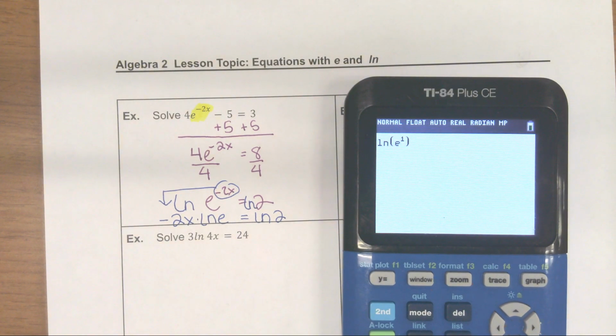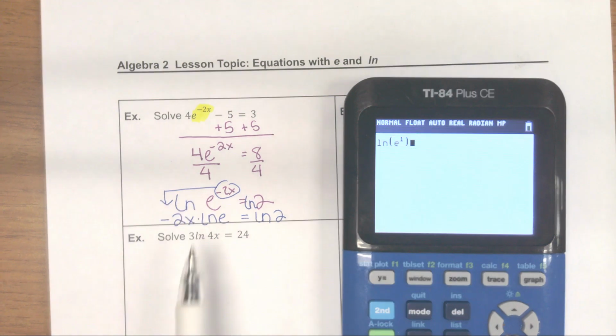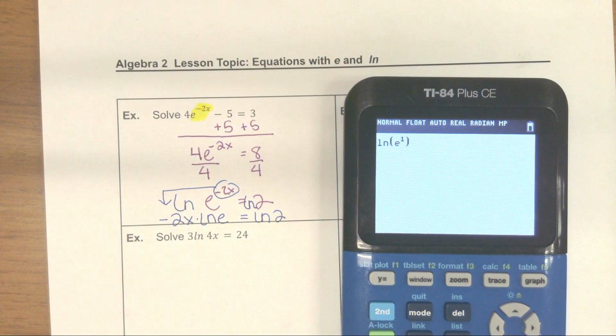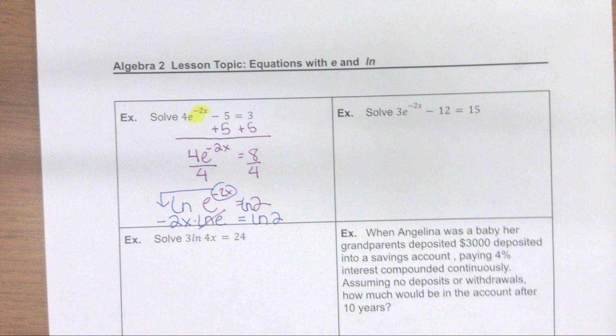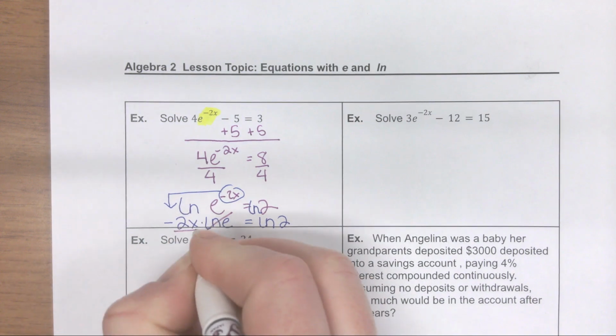1. Okay, here's why. Because remember how natural log and e are inverses of each other? So they essentially cancel each other out. That only happens with natural log of e. So do I really need to divide both sides by natural log of e? If it's 1? No, I can just go ahead and cancel out. And now I need to divide both sides by a negative 2.